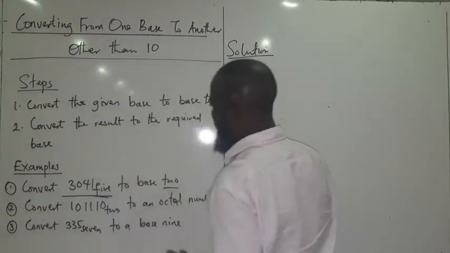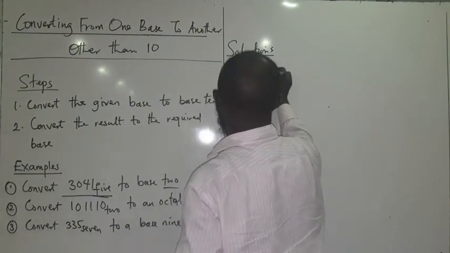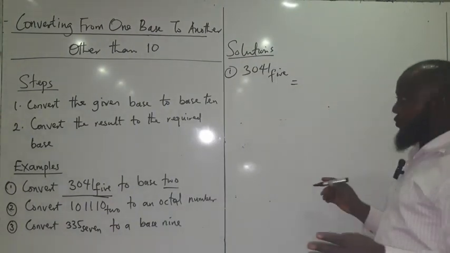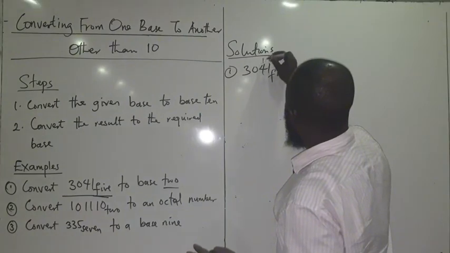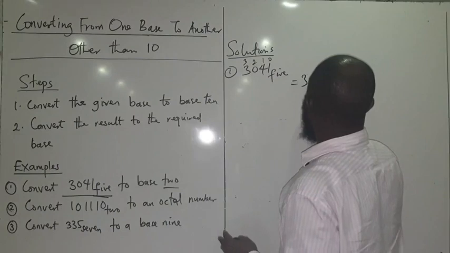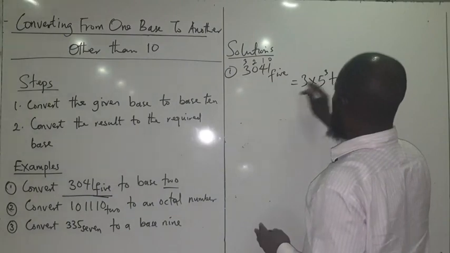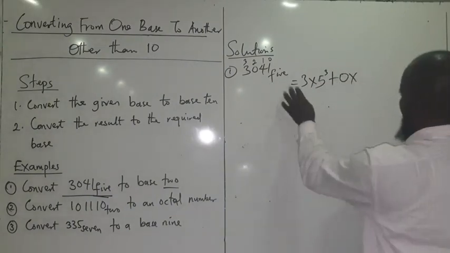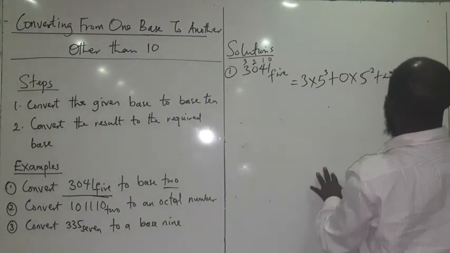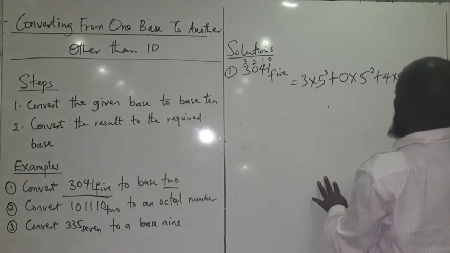Solution. So we have number 1. 3041 base 5. So we convert this to base 10. Don't forget how to convert that. We have positions 0, 1, 2, 3. So that means we're going to have 3 multiplied by 5 raised to 3, plus 0 multiplied by 5 raised to 2, plus 4 multiplied by 5 raised to 1, plus 1 multiplied by 5 raised to 0.